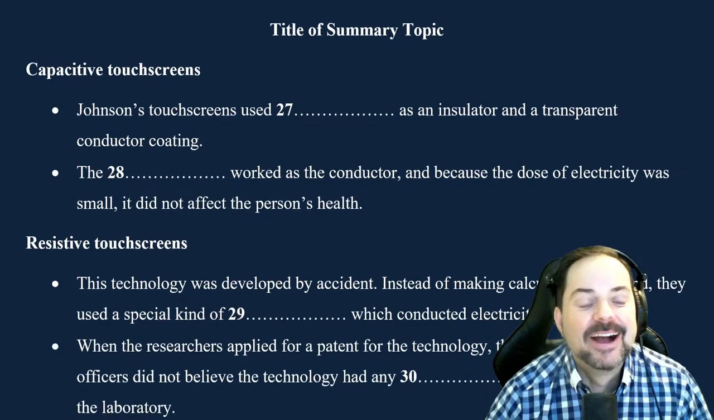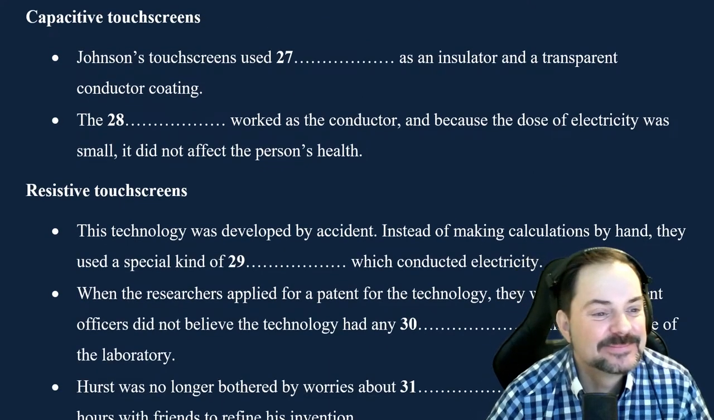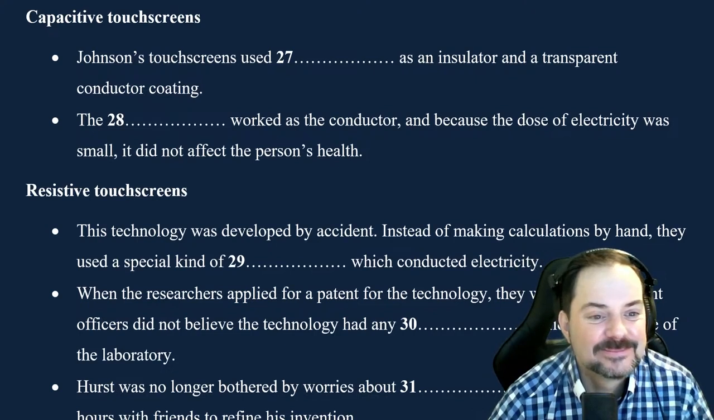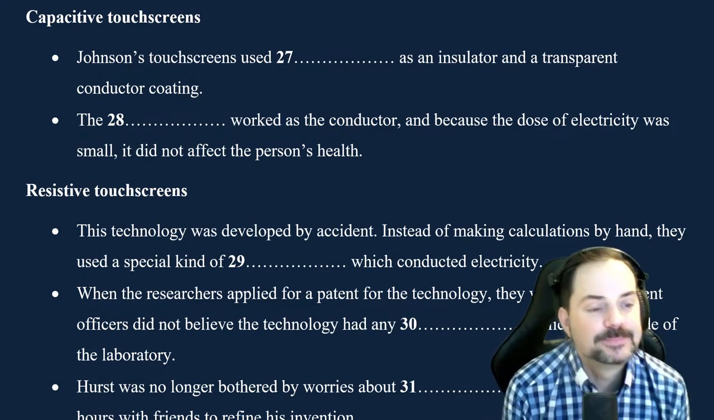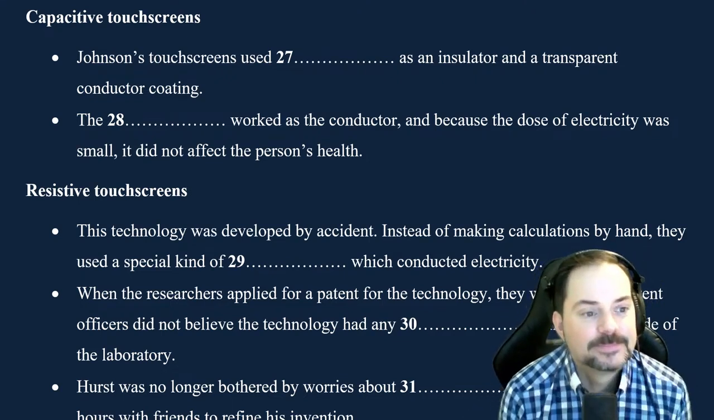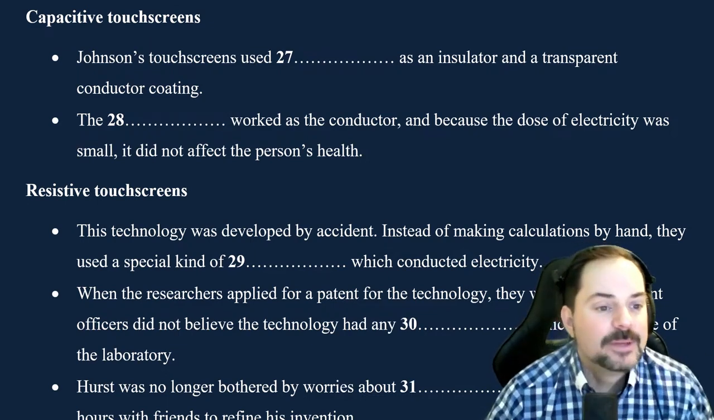All right, Amra, can you read number 28 for me, please? "The something worked as a conductor, and because the dose of electricity was small, it didn't affect the person's health." Okay, what do you think is the answer for capacitive touchscreens here? What is that something? I will definitely say the answer is finger. Absolutely, finger. Yeah, I agree with you.